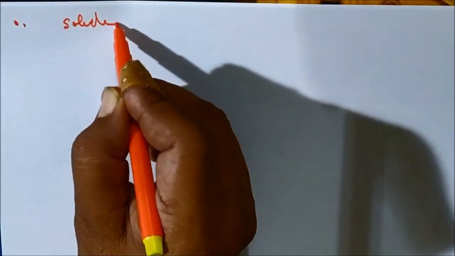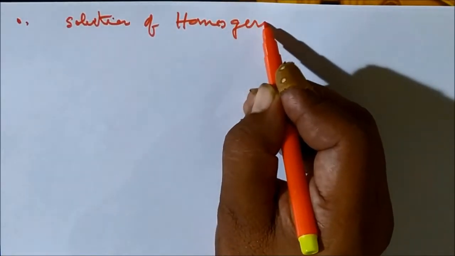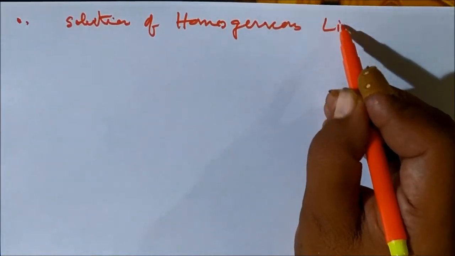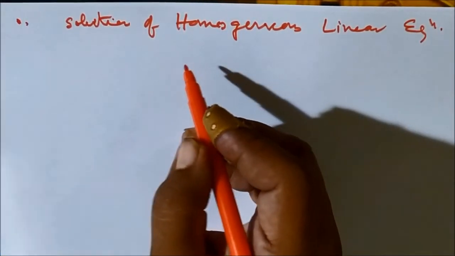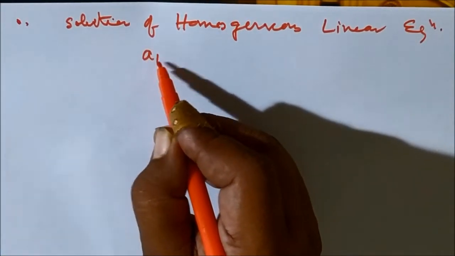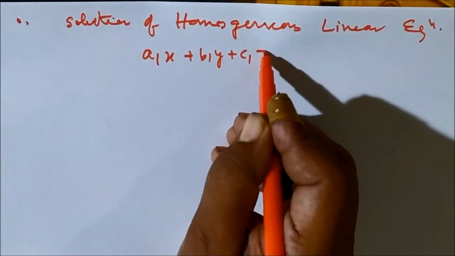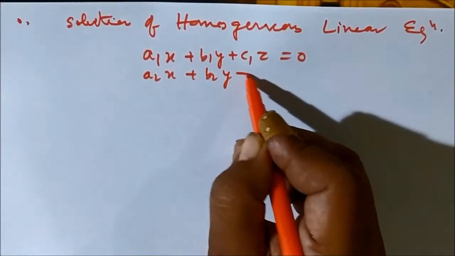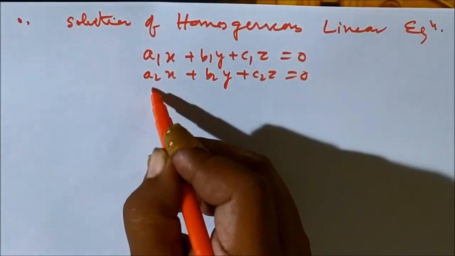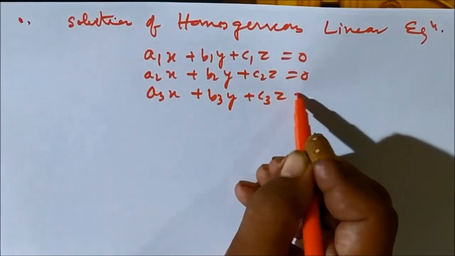Solution of homogeneous linear equations. The form is a1x plus b1y plus c1z equals 0, a2x plus b2y plus c2z equals 0, a3x plus b3y plus c3z equals 0.